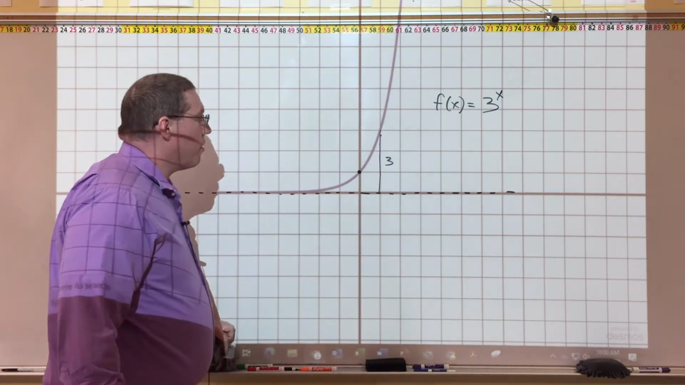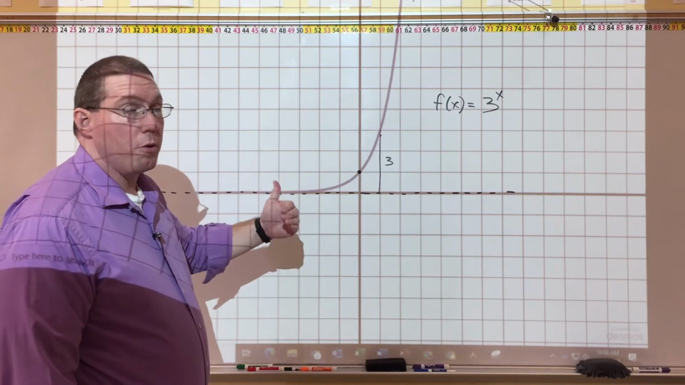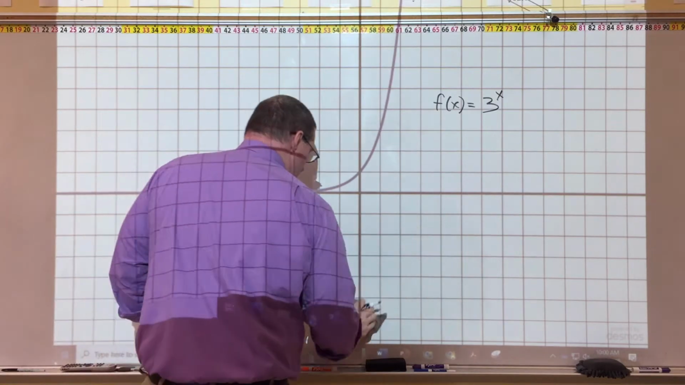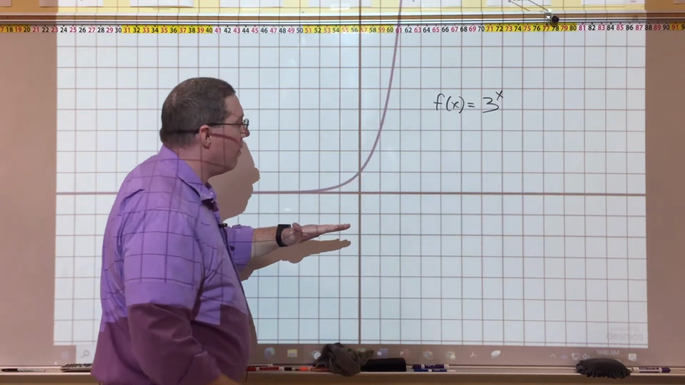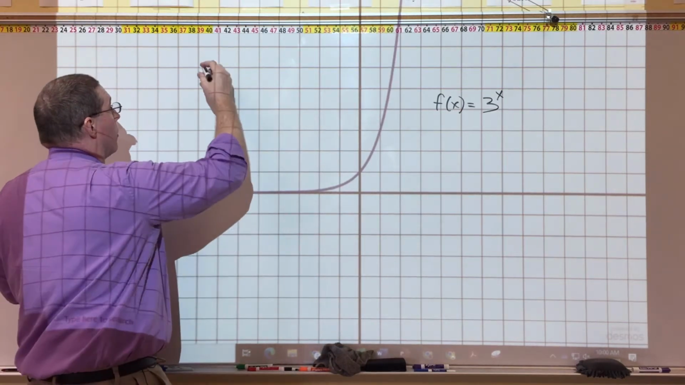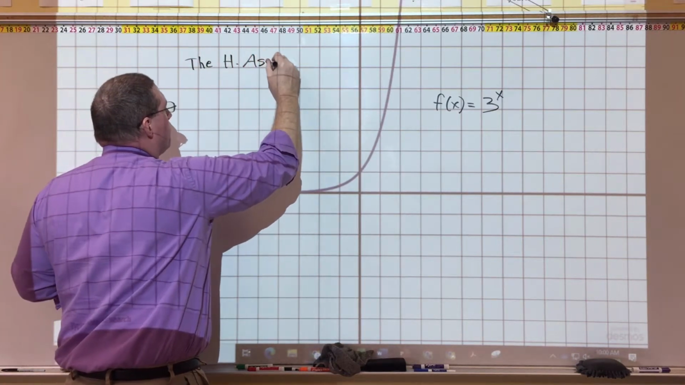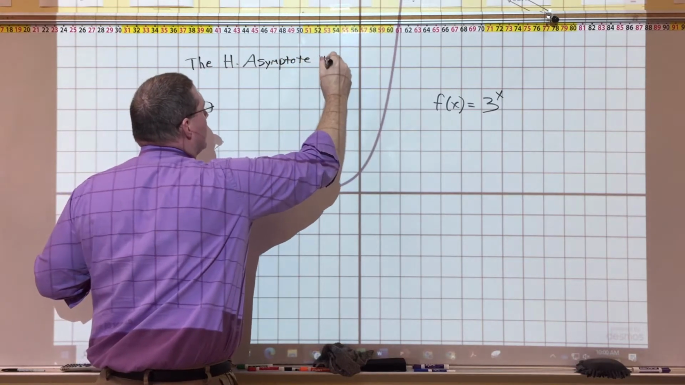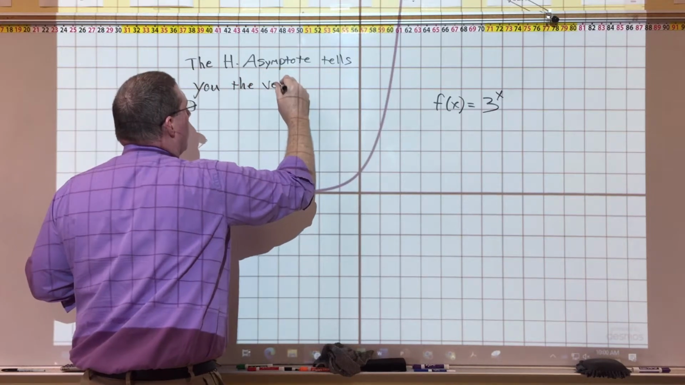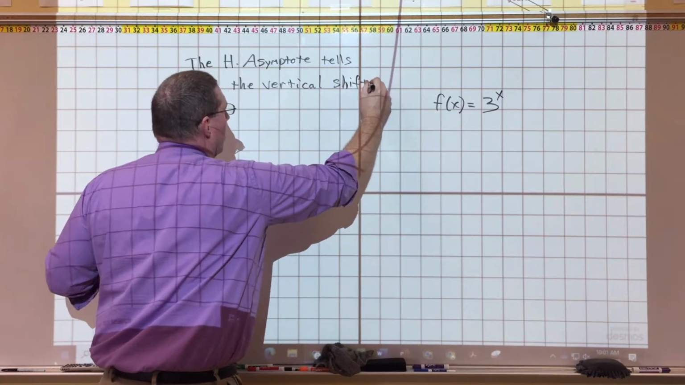Now what I want to do is look at what's going to happen if this very same graph were to shift vertically, if it would translate vertically. And here's what I need you to understand: you can identify the vertical translation based on the horizontal asymptote. So the horizontal asymptote tells you the vertical shift, okay?